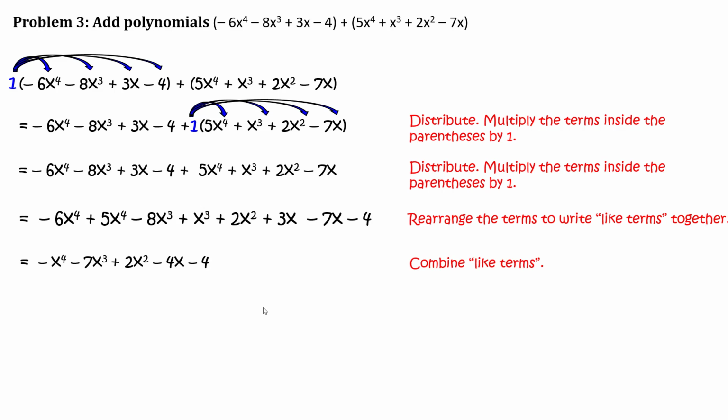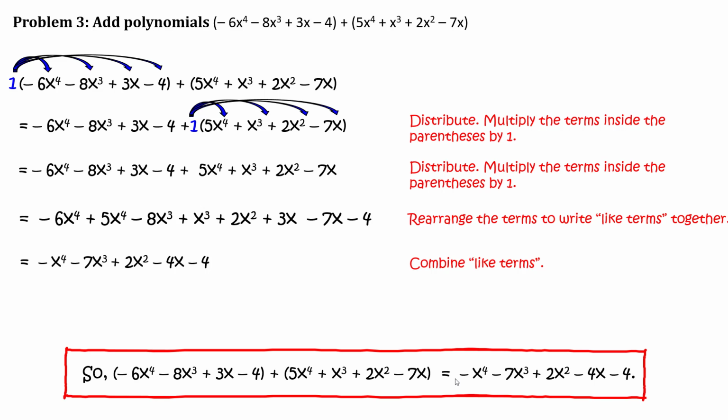And then I'm going to combine like terms. So negative x to the 4th minus 7x cubed plus 2x squared minus 4x minus 4. Right, negative 6x to the 4th plus 5x to the 4th, negative 6 plus 5 is negative 1, or negative 1 times x to the 4th, negative 8 plus 1 is negative 7. The 2x squared term just stays. 3 minus 7 is negative 4, and then you have the minus 4.